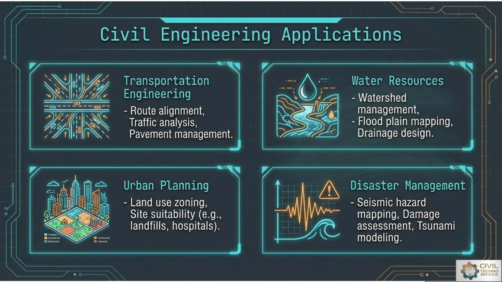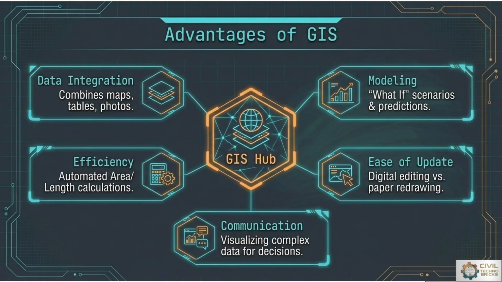At the end, disaster management, which is the most important point where GIS plays a crucial role, assists in seismic hazard mapping, damage assessment, and tsunami modeling for disaster preparedness among the people so that we can mitigate the risk. What are the advantages of GIS? GIS has n number of advantages.